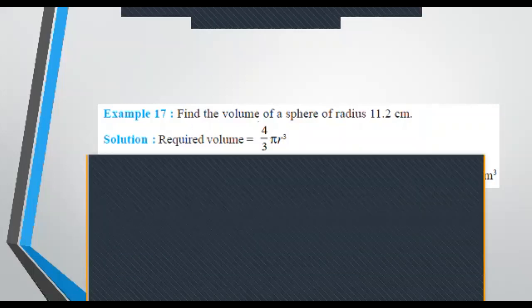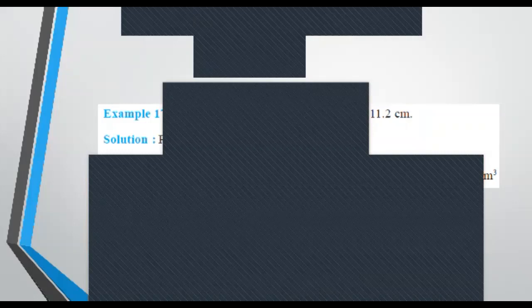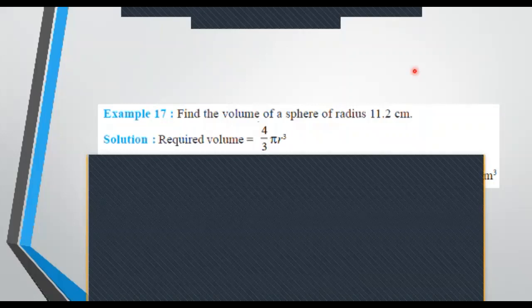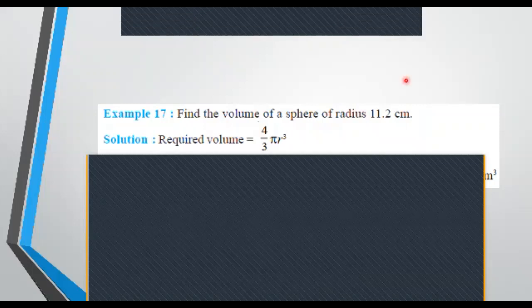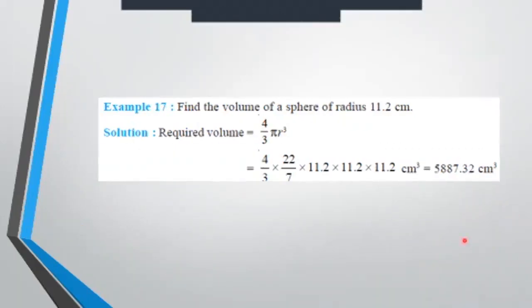Chalo, start. Find the volume of a sphere of radius 11.2. Convert it into 11 upon 2 into 11 upon 2 by. Can everybody see the screen? Ma'am, the answer is 5,000. Ma'am, 5887.32. Perfect. 5887.32 centimeter cube.